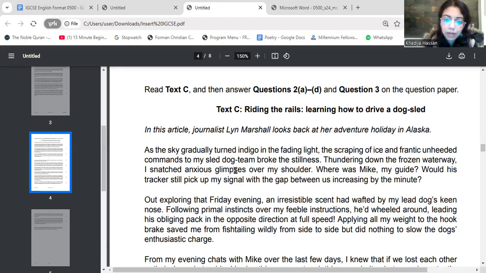Out exploring that Friday evening, an irresistible scent had wafted by my lead dog's keen nose. Following primal instincts over my feeble instructions, he'd wheeled around, leading his obliging pack in the opposite direction at full speed. Applying all my weight to the hook brake saved me from fishtailing wildly from side to side, but did nothing to slow the dogs' enthusiastic charge.